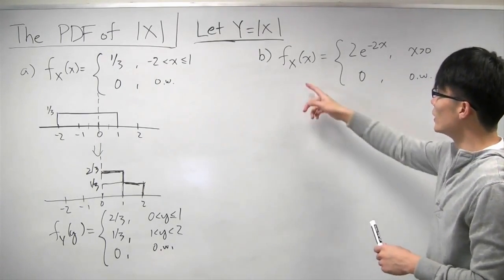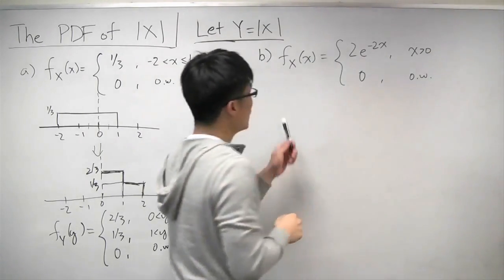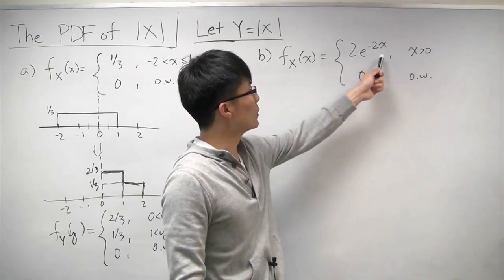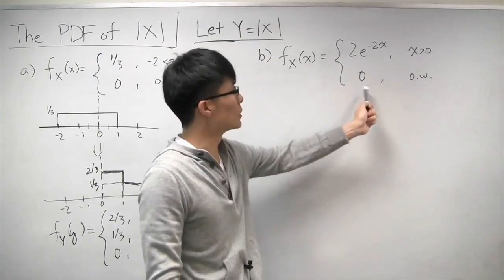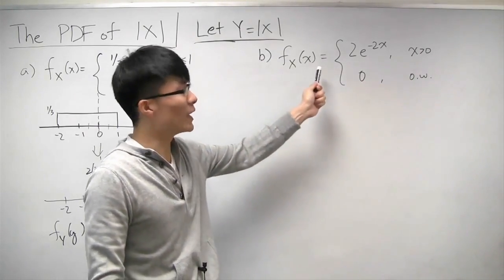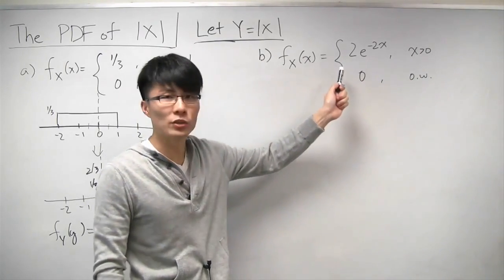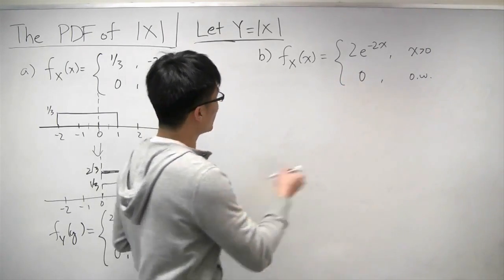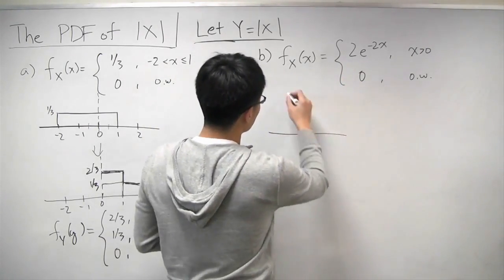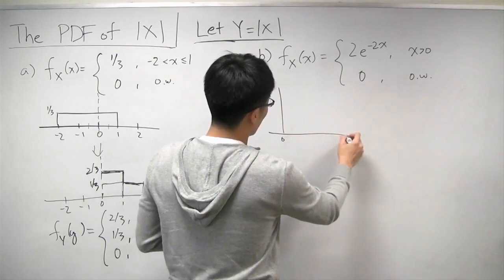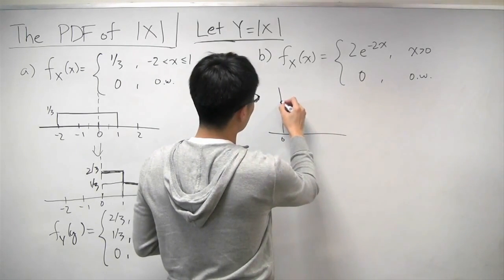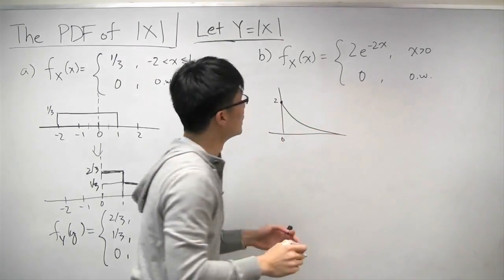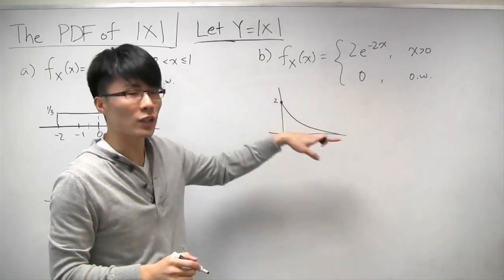Part B, we're given that this PDF of x now is 2 times e to the negative 2x for x positive and 0 otherwise. Now you may just recognize this as an exponential random variable with a parameter of 2. And again, we can graph this and see what it looks like. And it turns out that it's going to start out at 2 and fall off exponentially.